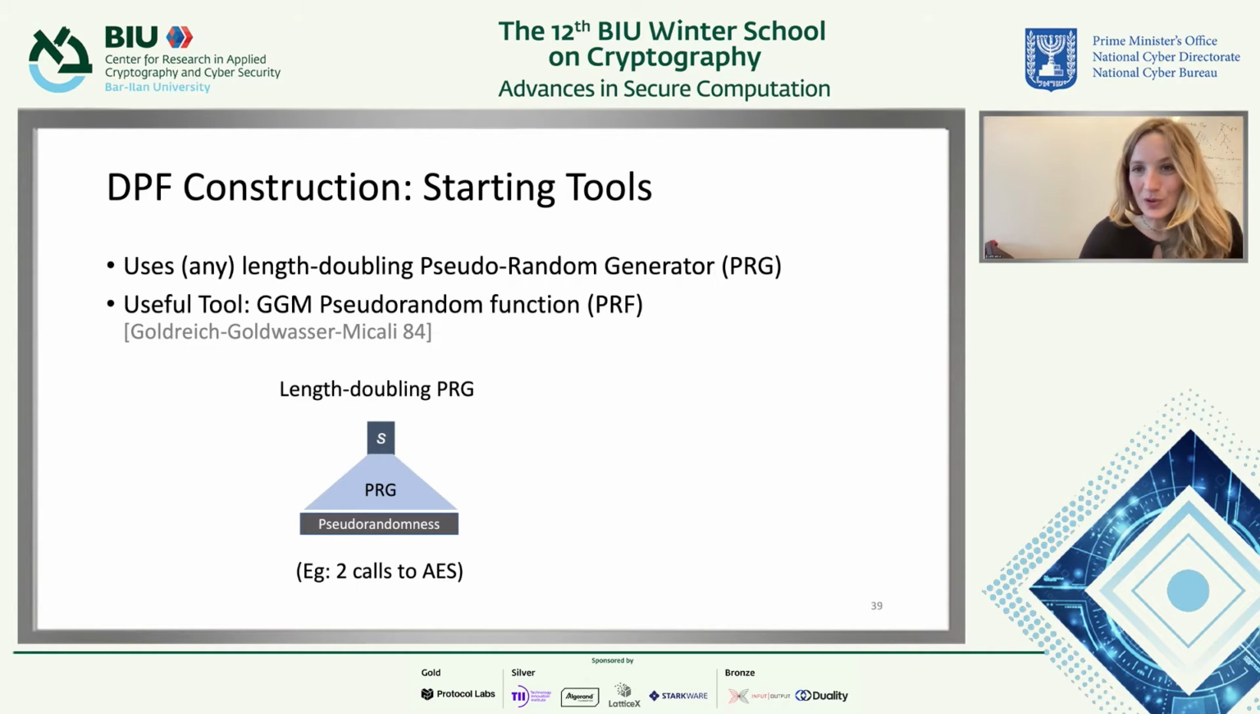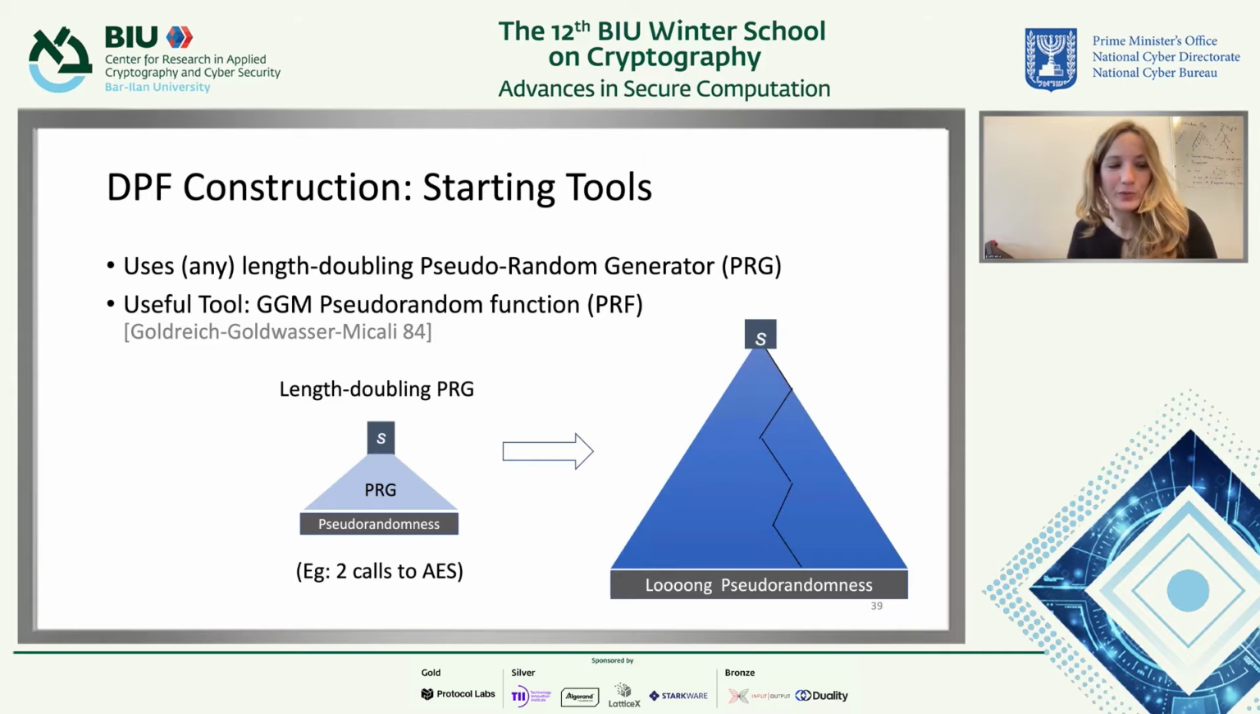Okay, another useful tool, which we're not going to use directly, but the structure will be very analogous to, is the Goldwasser-Micali pseudorandom function construction. So hopefully you guys have seen this. This is a way of converting a length doubling PRG to an entire long pseudorandom string, where in every single level of the tree you can kind of go left or go right from the expansion of the next level, and then you take for example, the right and expand that as well.